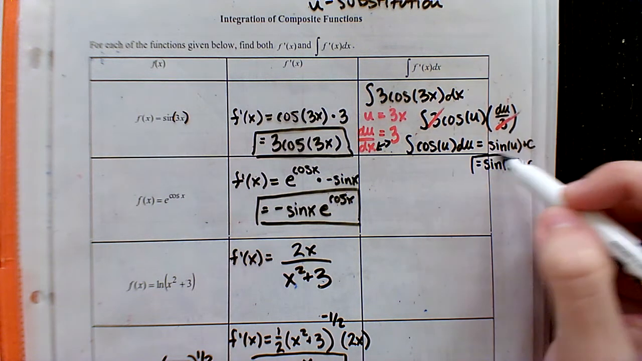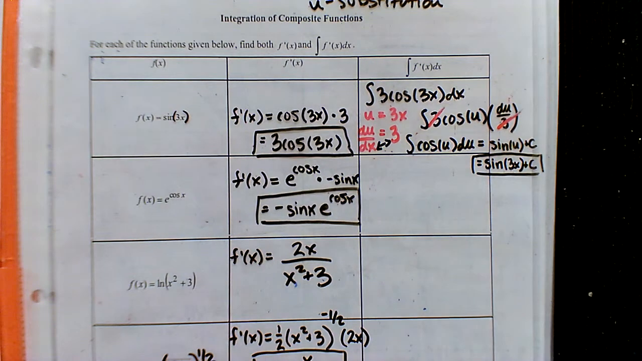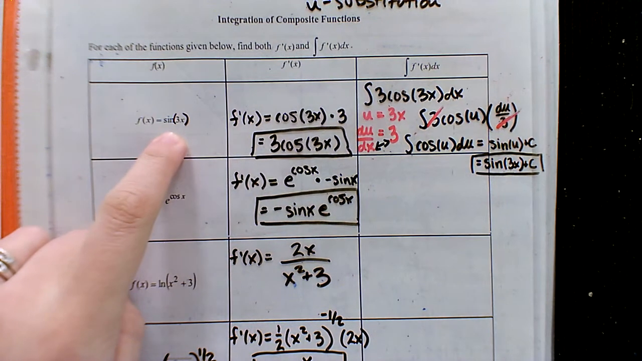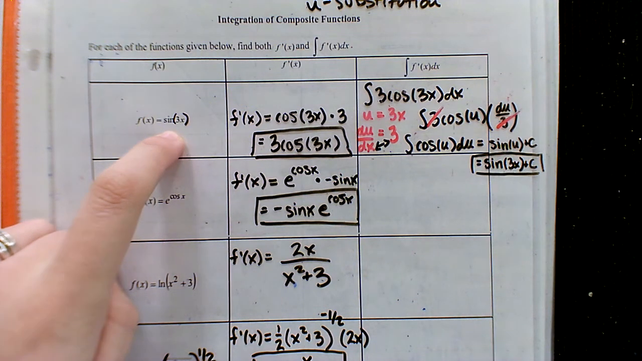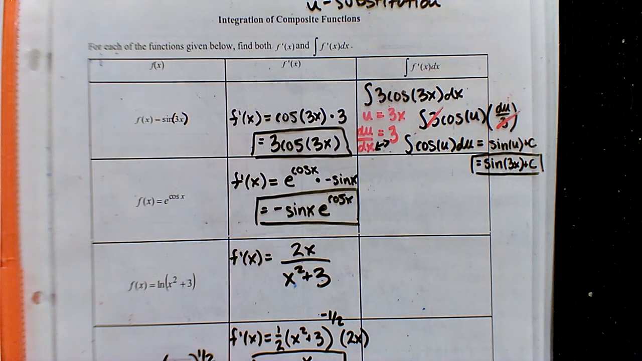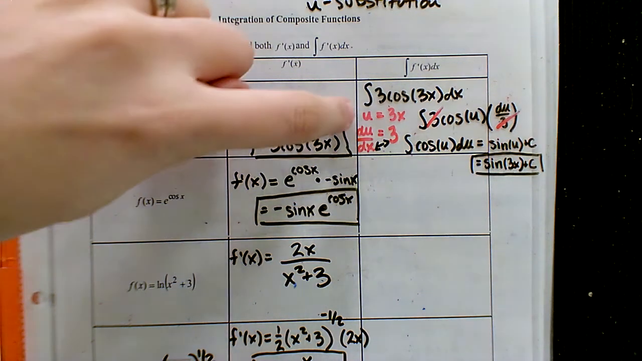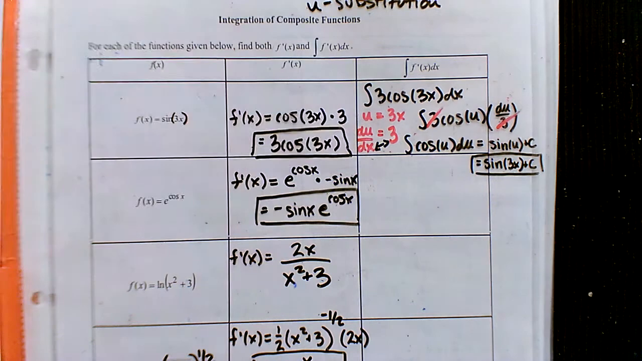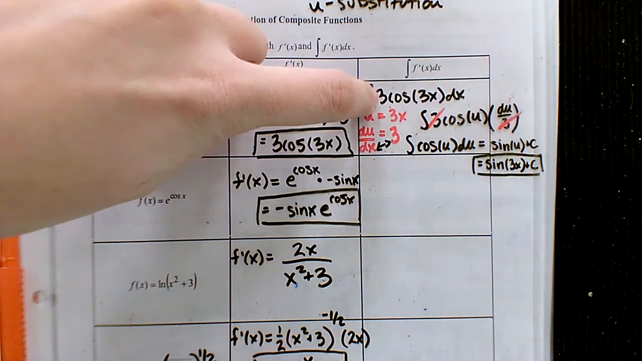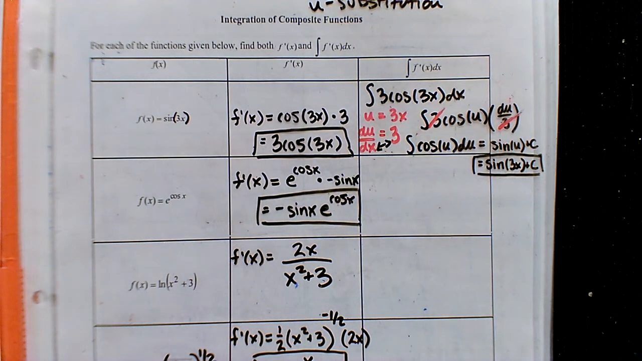We get sine of 3x plus c. Does that match the f of x that we started with? Sine of 3x, right? Okay. So u substitution, it's kind of a process, and we're going to do a bunch of these so it starts to sink in, but it's a way for us to work backwards from a complicated integral. If we can identify an inside piece, we're going to let that be u. That way, when we find the derivative of it, maybe it'll cancel something out or simplify to something a little bit better for us to use.